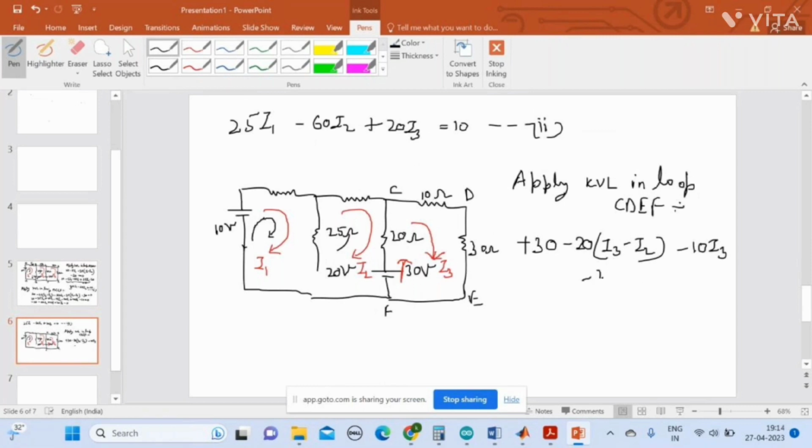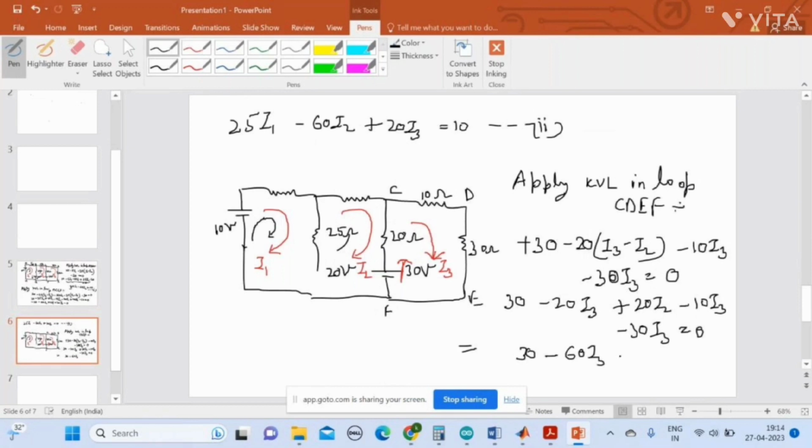Now you have to solve this equation. 30 minus 20 I3 plus 20 I2 minus 10 I3 minus 30 I3 is equal to 0. These can be added, 20 plus 10, 30, 30 plus 30. So this will come out to be 30 minus 60 I3 plus 20 I2 equal to 0. Now the third equation will come out by taking this to the right hand side. Therefore we will get the third equation like this, that is 30 is equal to minus 20 I2 plus 60 I3. This is equation third.